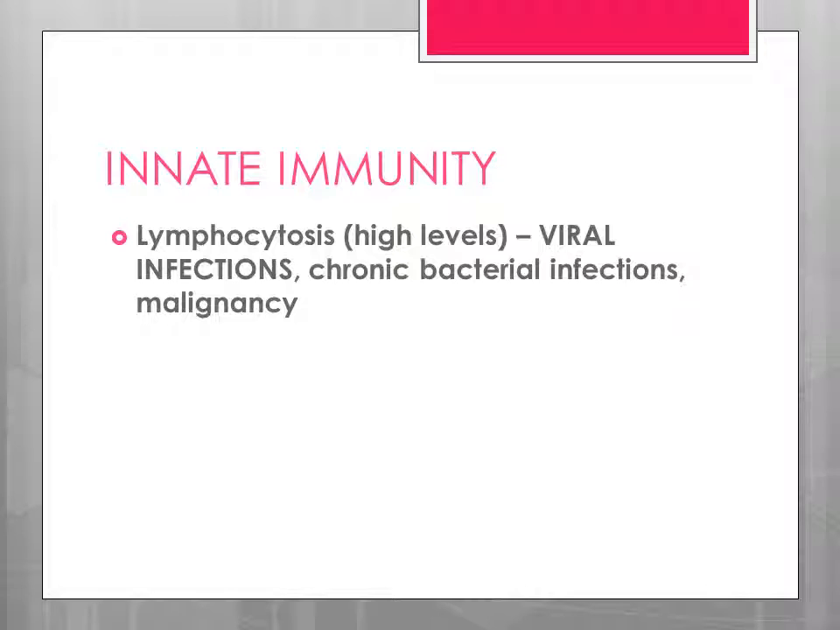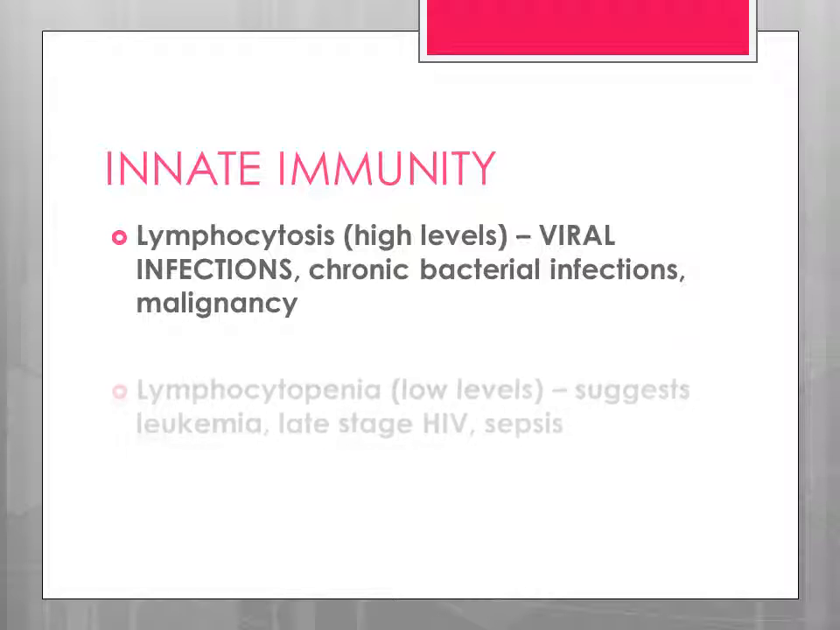Now, lymphocytosis, again, remember, lymphocytosis, high levels of lymphocytes, low levels of neutrophils. So lymphocytosis and neutropenia or leukopenia is going to be highly, highly, highly indicative of a viral infection. Now, it can also be seen in chronic bacterial infections, but viral infections is the biggie here.